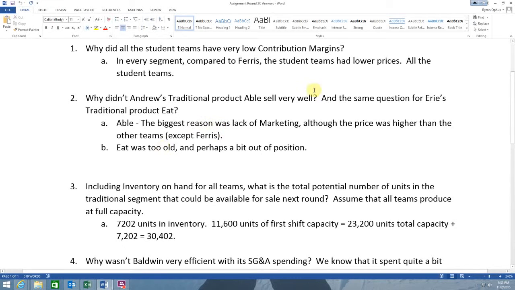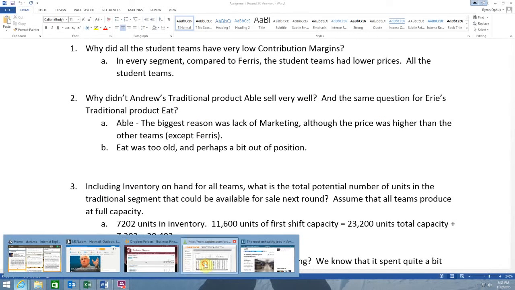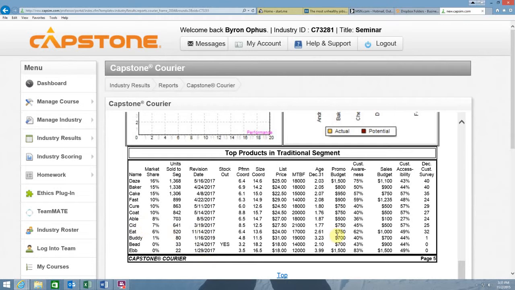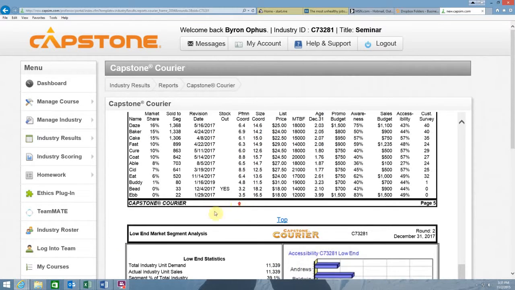And the same question for Erie's traditional product, Eat? Well, Eat was simply too old. Come down here, 2.61 years. It was just getting a little long in the tooth, which is probably one of the biggest problems there. It had a reasonable amount spent there. I don't think its performance and size coordinates were too far off, and its price was fine, but it was a little long in the tooth, and so that would be my guess for Eat, and it's not really a guess.